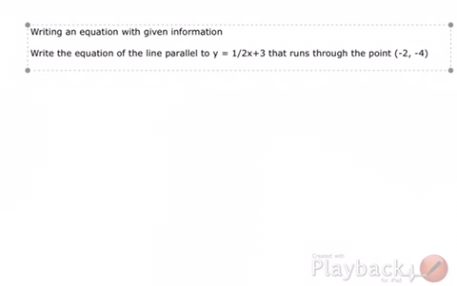Okay, I'd like you to read through this question here, and I'd like you to try to come up with the equation that is parallel to this new line, y equals 1 over 2x plus 3, that runs through the point (-2, -4). If you're having trouble getting started, remember, look at what's given in this situation and figure out what you have to find.